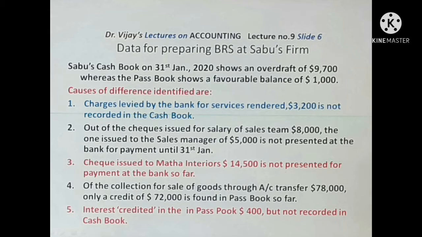Second cost of difference is out of checks issued for salary of salesman $8,000, the one issued to sales manager of $5,000 is not presented at the bank for payment until 31st January.